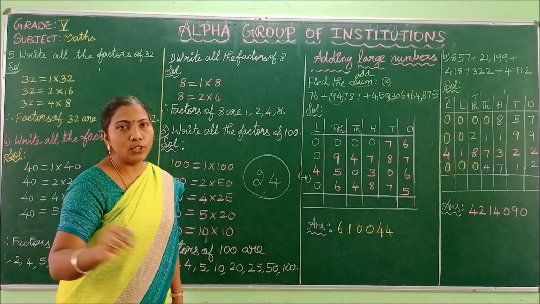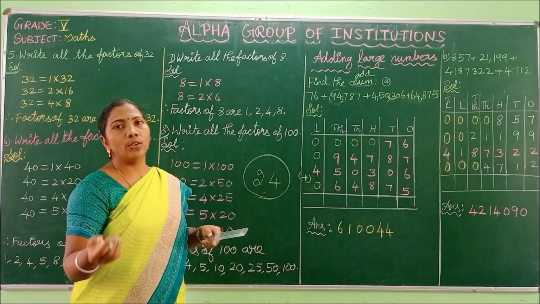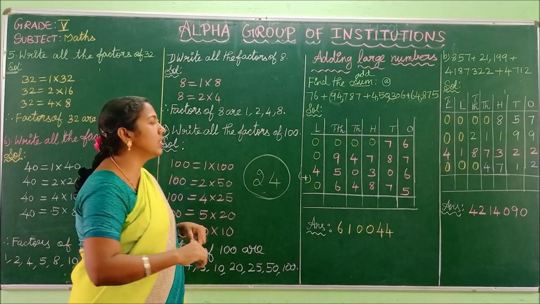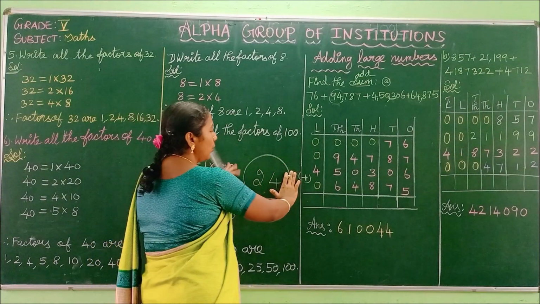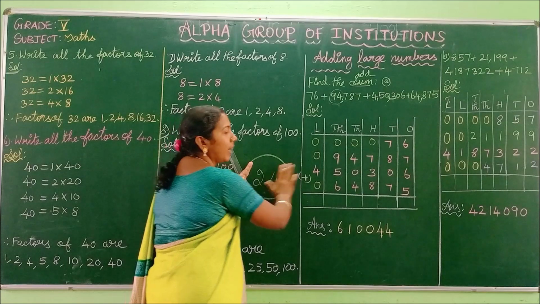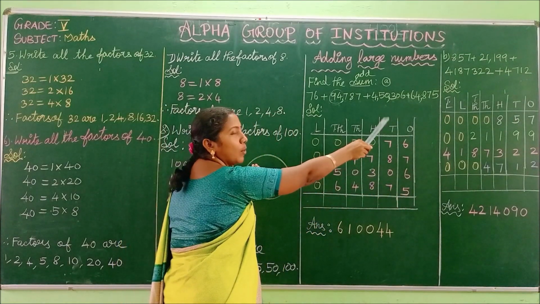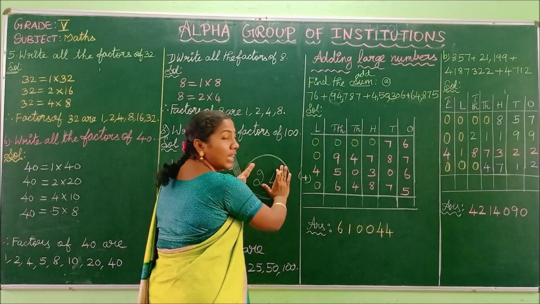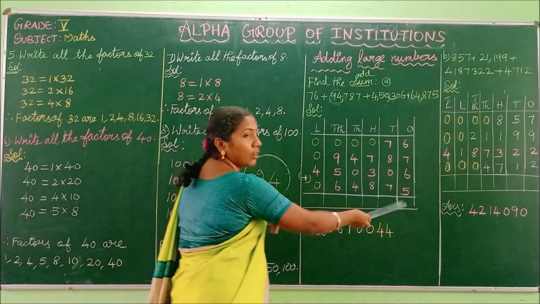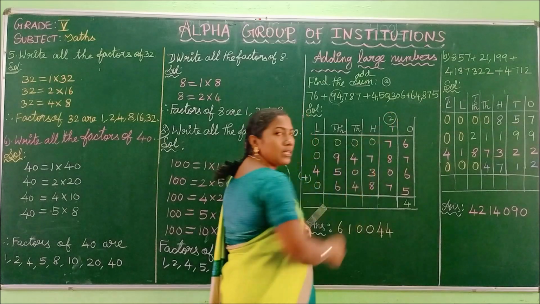Many of you have confusion here about whether to put 2 or 4. To avoid that confusion, I give a hint to you. See here, children, keep your right hand here, keep your left hand here. The number which is near your right hand should be written below. The number which is near your left hand should be written above. So you have to write 4 here and 2 here. Do you understand, children?